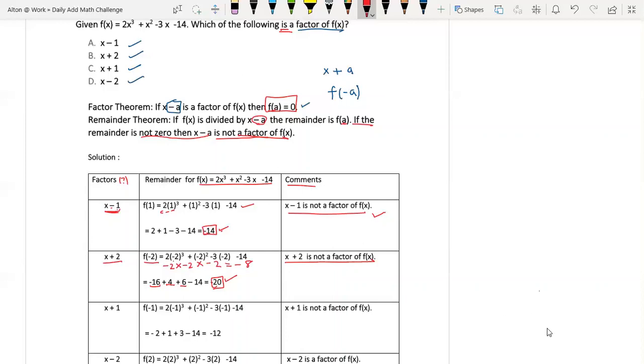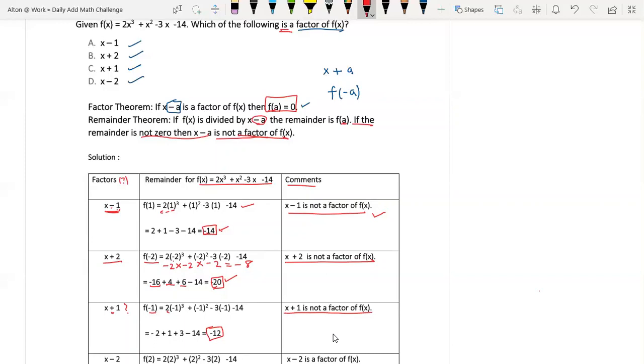In my third example, your possible factor, again, is written as x plus 1. Let's substitute. Notice what's happening here. You put f of minus 1, the opposite of the sign here. And of course, we simplify. 2 by minus 1 cube is minus 2. Minus 1 square is plus 1. Minus 3 by minus 1 is plus 3, minus 14. Again, giving me a value as the remainder, which is not 0. So I can conclude that x plus 1 is not a factor of f of x.